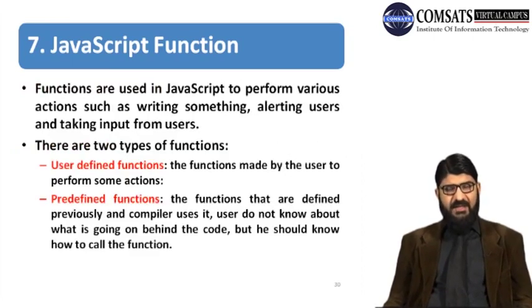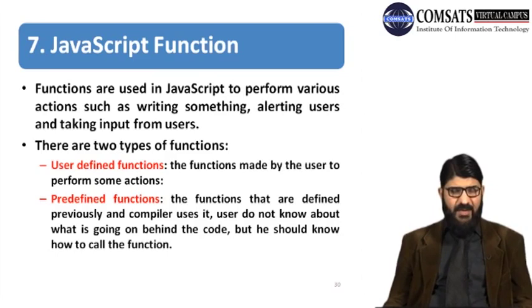The functions used in JavaScript perform different sorts of actions. For example, one function can be used to write something on the web browser. Another function can be used to show alerts to the user. Another function can be used to take input from the user. So there are different types of functions that can be used in JavaScript for different purposes.